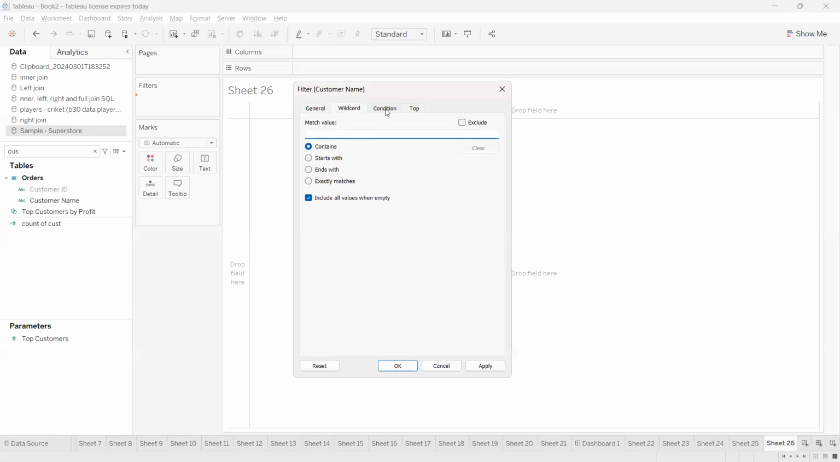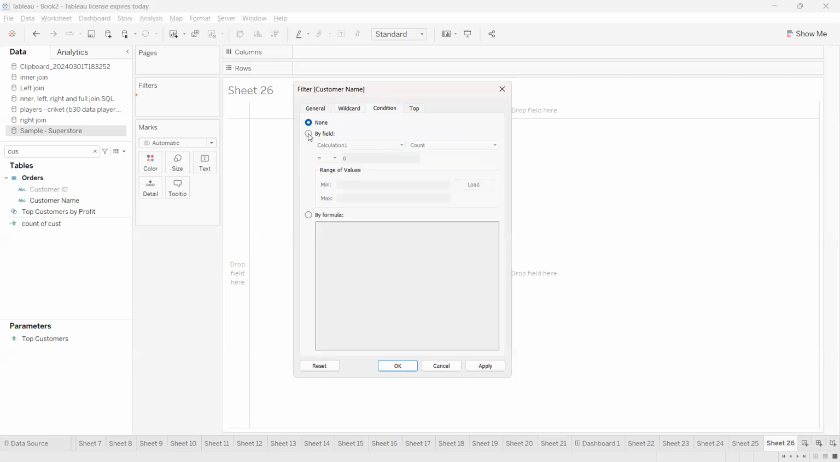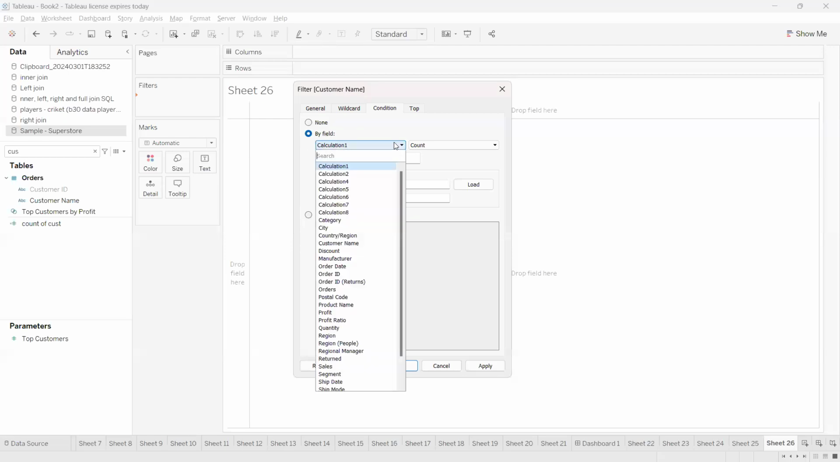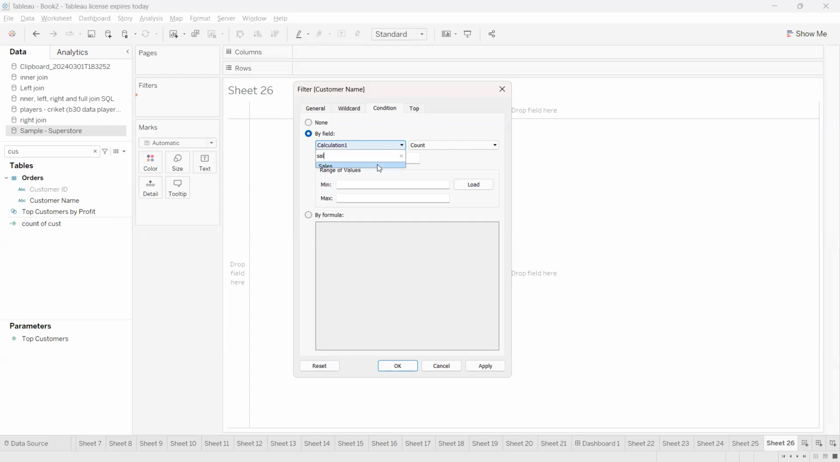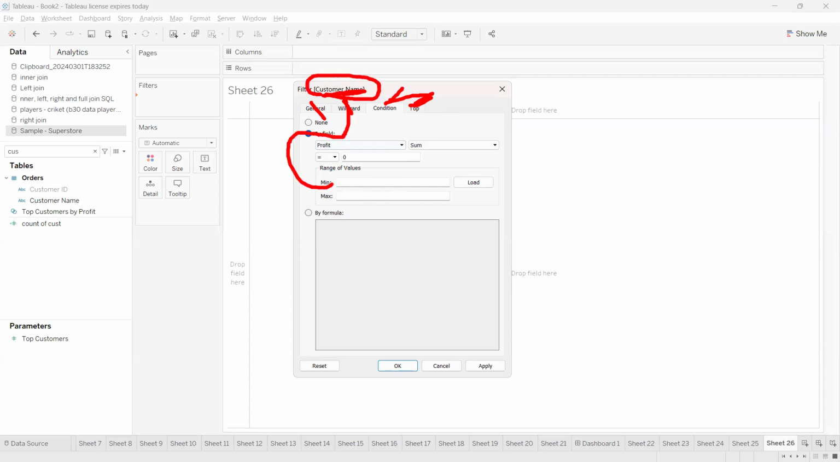But if I go to the condition option, to the by field option, I can link this customer name to any one of the measures here. From this drop down, I can select any one measure, like sales, or I can select profit also. So the condition option and top option are different from the general and wildcard options. In the condition option and top option, we are linking the dimension customer name with measure values.